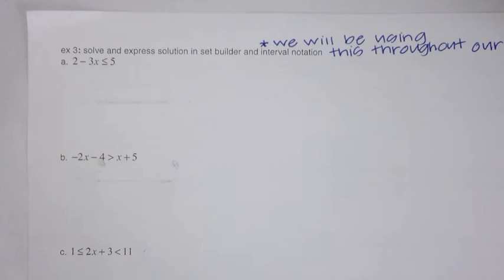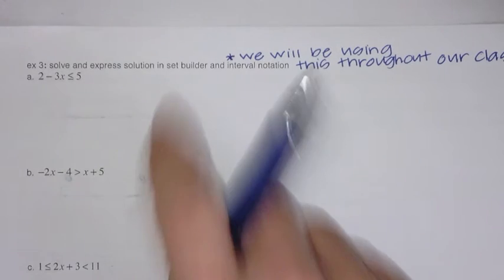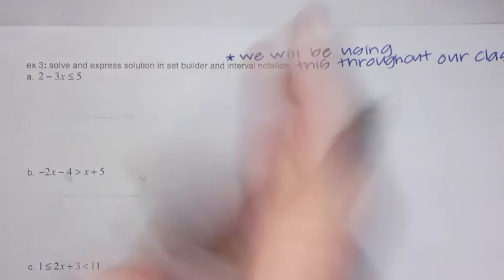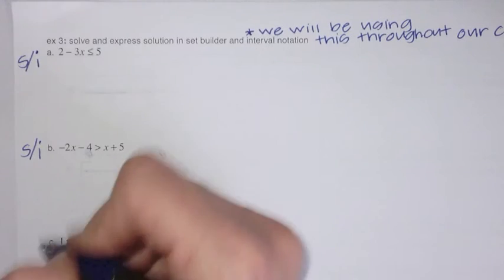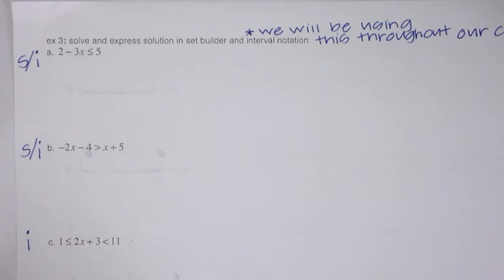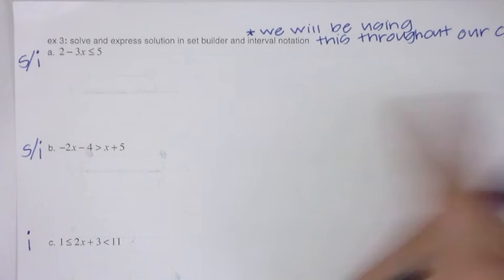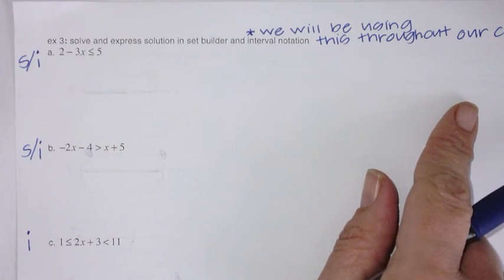The rest of P9 is inequalities and combining it with interval notation. So this one says write in set builder and interval notation. I don't know if we need to do all of them in set builder and interval notation. So instead, I'm just going to have you do the first 2 in both, and then you can do the last 3 in interval notation instead of doing it in both. Okay? So right here, solve and express the solution. So we're going to be using interval notation throughout our class. There are certain situations where you have to use set builder, but not very many.